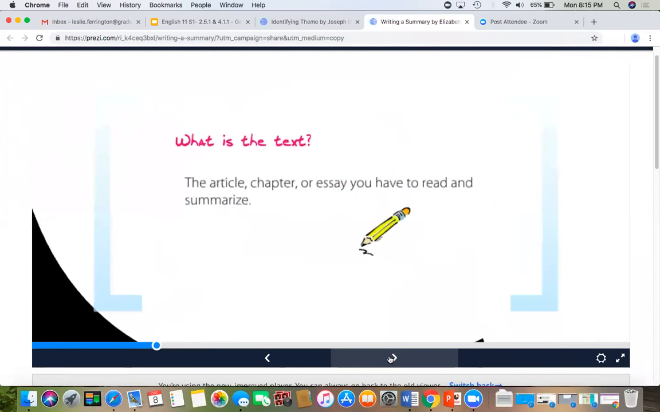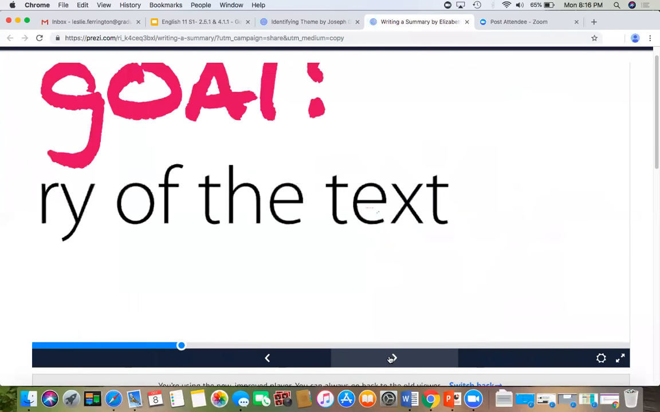So what is the text? The text is going to be the article, chapter, essay, website, paragraph that you have to read and summarize. For this assignment, specifically, it's a paragraph. It's not very long, but you are going to be reading and summarizing that paragraph.